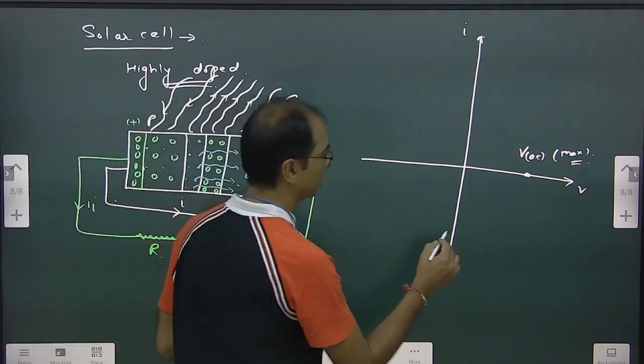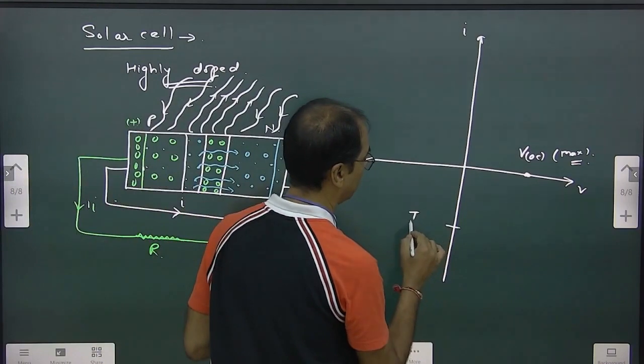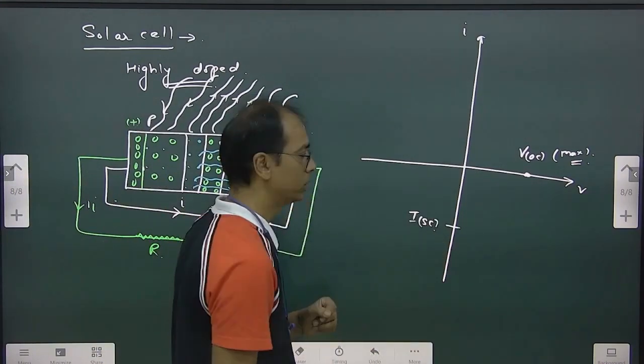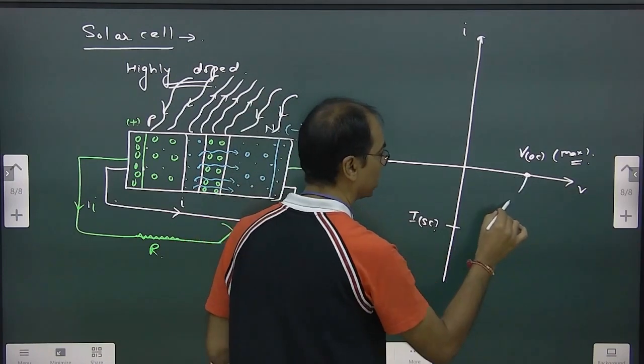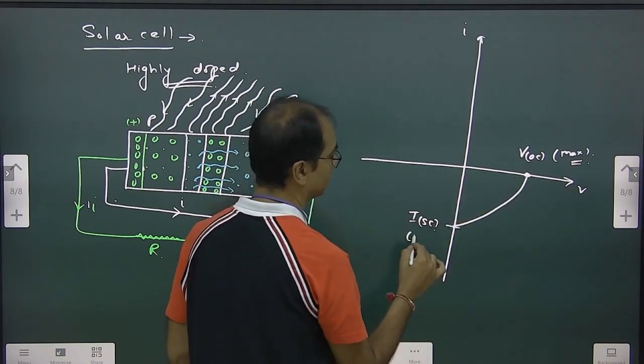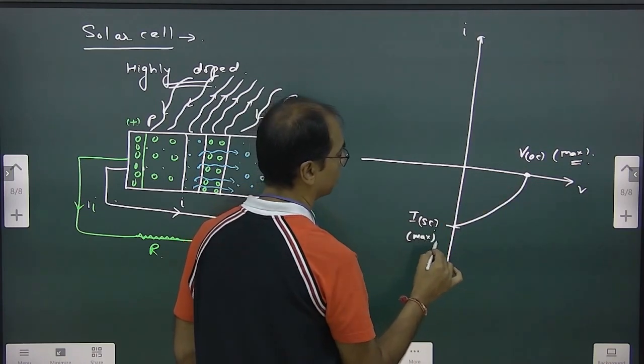So here, maybe I short circuit. Okay, let's join this. It's like this. So here potential is 0 but current is max. This is called short circuit current.